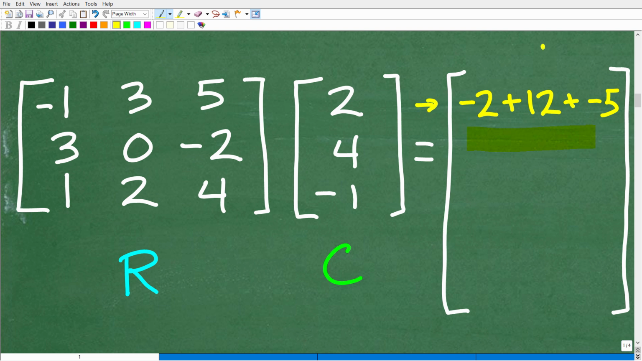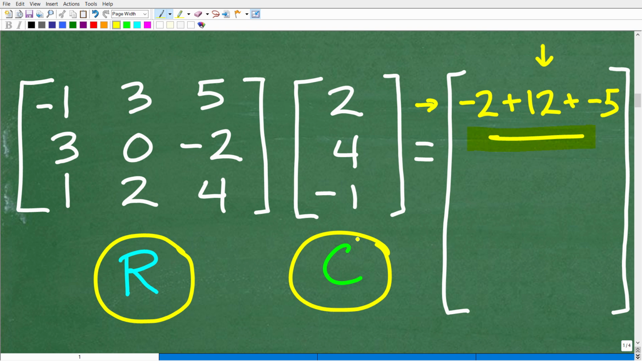This is row 1, column 1. Okay, so row 1, column 1, that's what we're going to be computing here. And you can see I already did the answer. But how do we do this? Well, what we need to do is use the rows of the first matrix, the one on the left, and the columns of the second matrix, the one on the right.